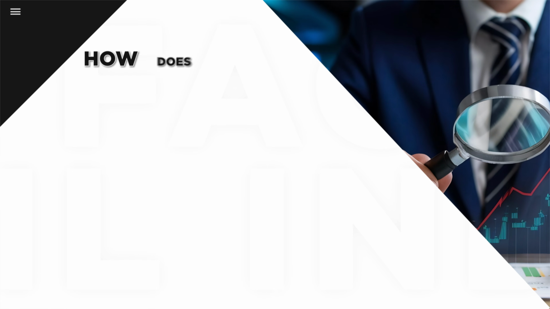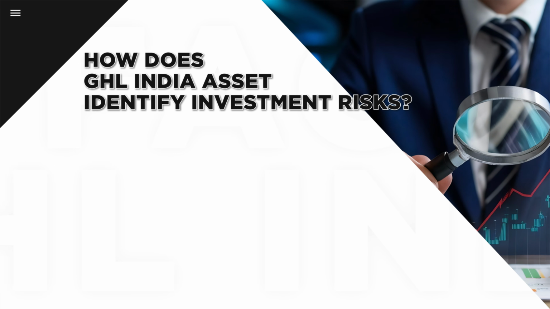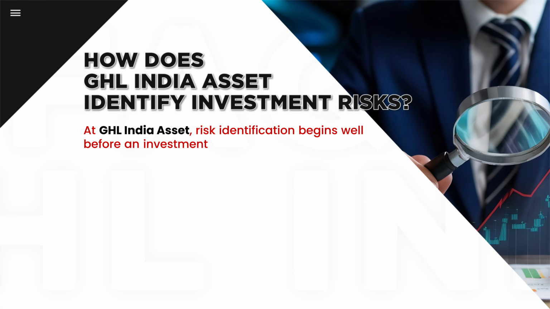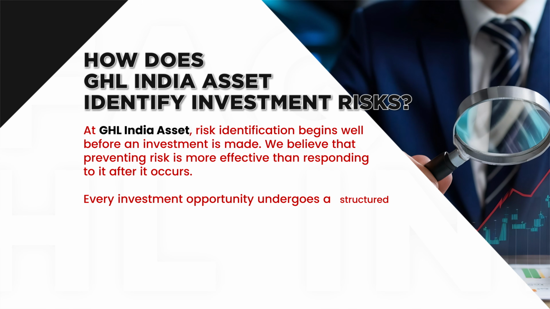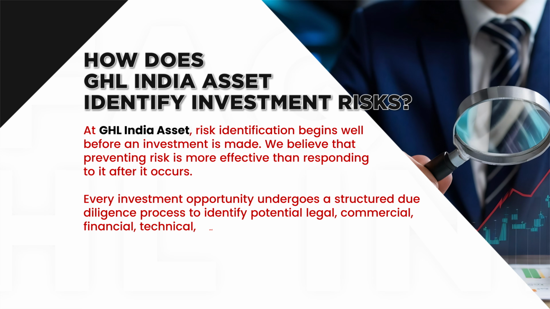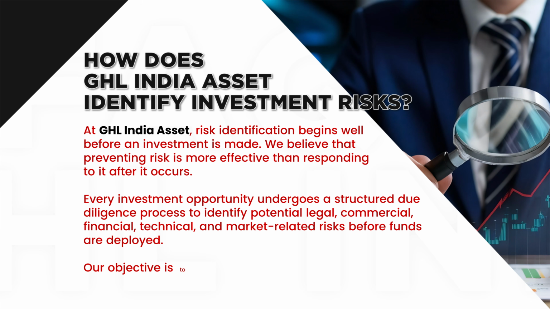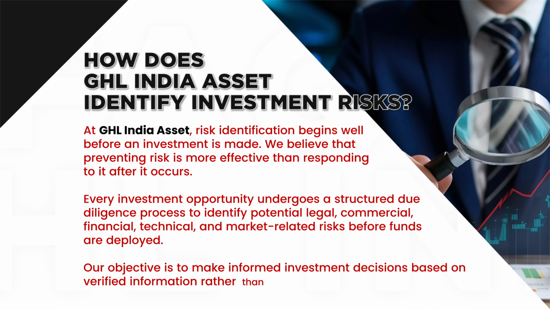3. How does GHL India Asset identify investment risks? At GHL India Asset, risk identification begins well before an investment is made. We believe that preventing risk is more effective than responding to it after it occurs. Every investment opportunity undergoes a structured due diligence process to identify potential legal, commercial, financial, technical, and market-related risks before funds are deployed. Our objective is to make informed investment decisions based on verified information rather than assumptions.